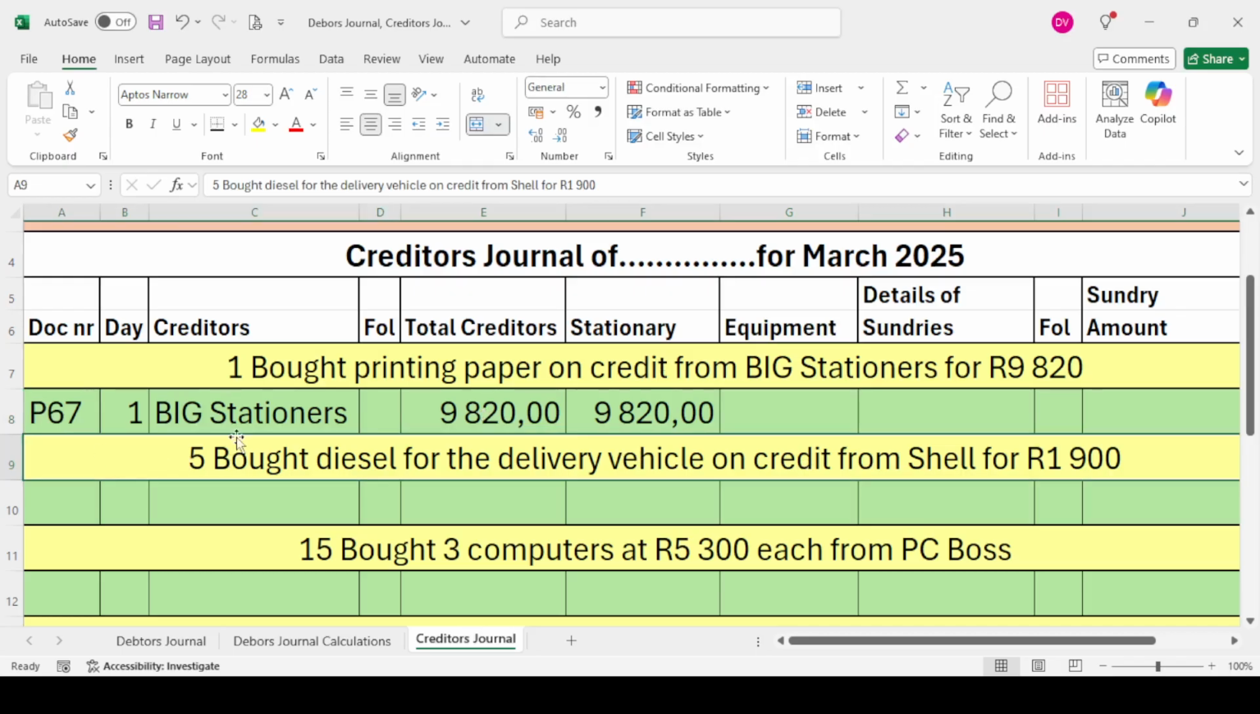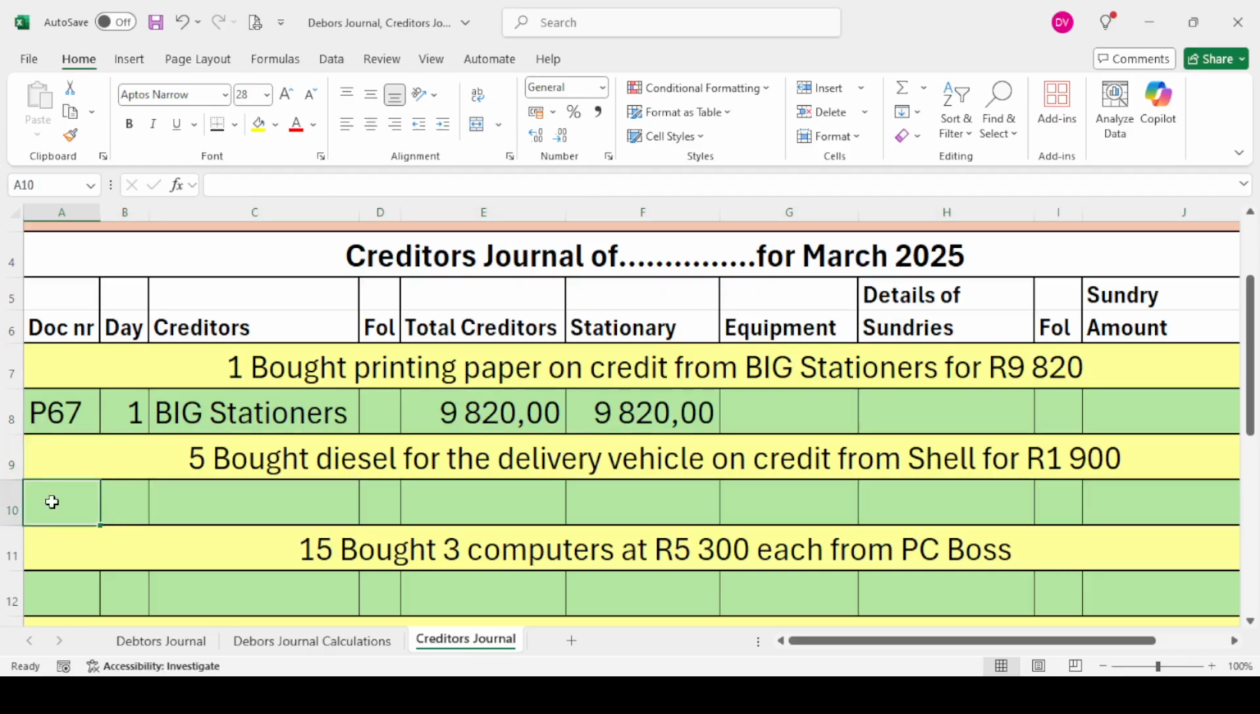Next one. On the 5th, we bought diesel for the delivery vehicle on credit from Shell for 1,900 Rand. We know we have to keep to our sequence order of the document number. So this one will be P68. The day was the 5th. Who is the creditor that I bought from? It is Shell. You take your full value and you put it directly under total creditors, 1,900 Rand.